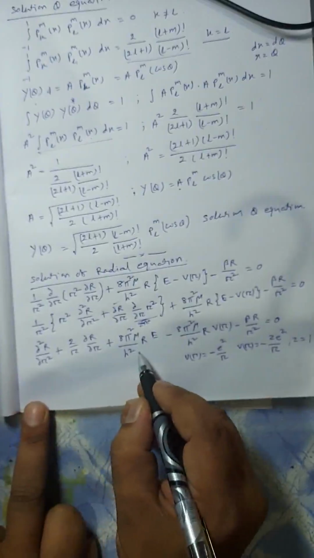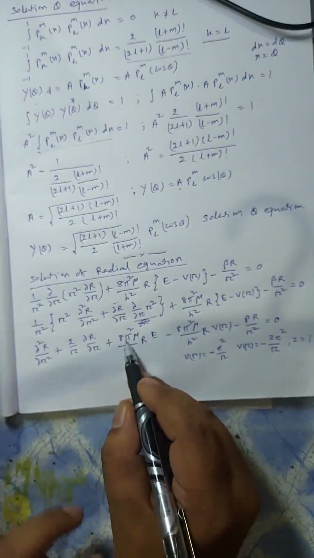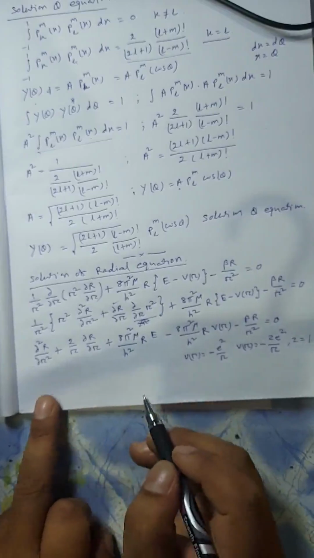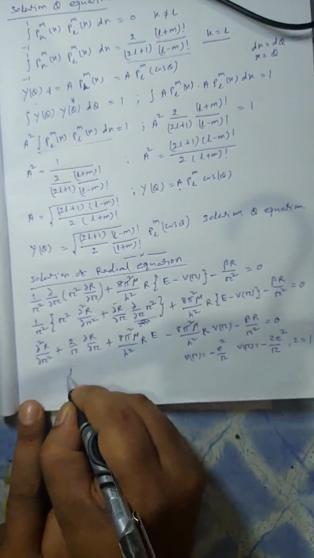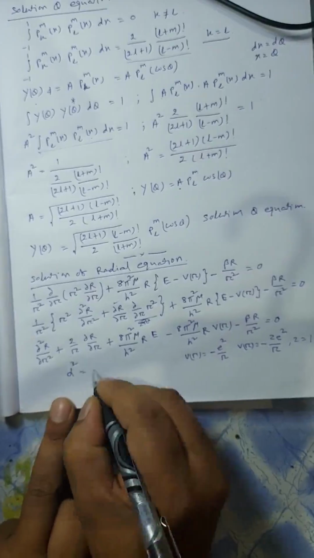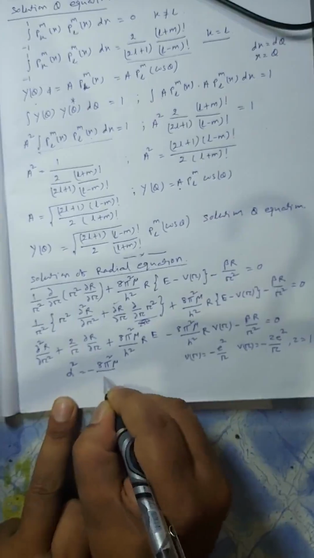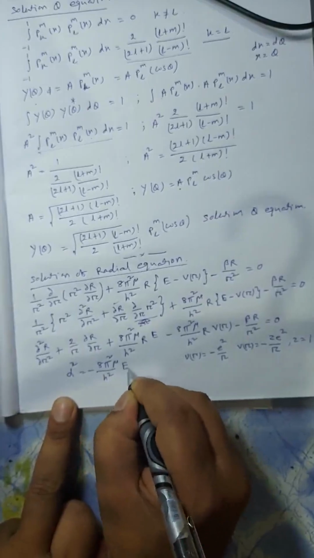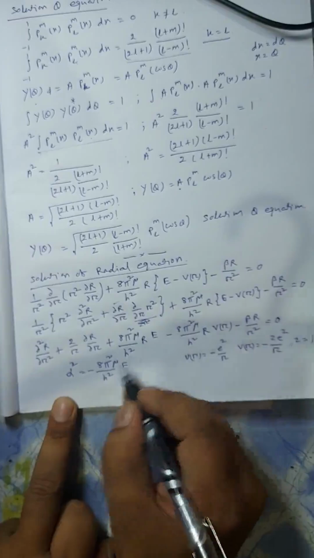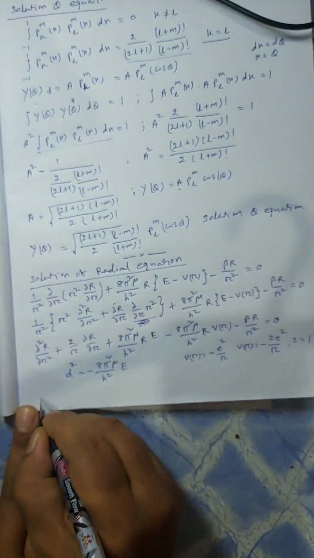Now here we take this as alpha. 8 pi square mu by h square e is considered as alpha. Alpha square is equal to minus 8 pi square mu by h square e. This is called alpha square, 8 pi square mu by h square whole e. Then if I substitute this value, what do we get?